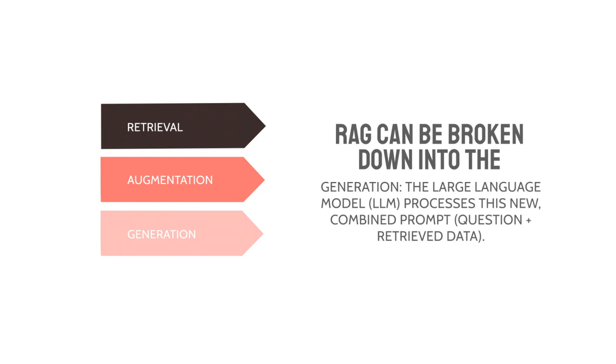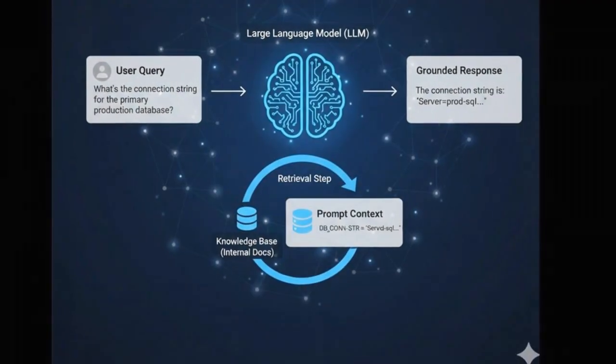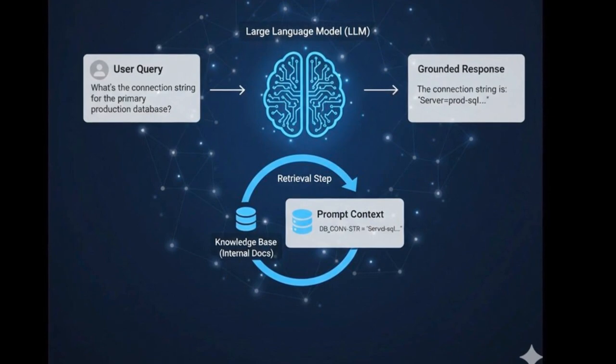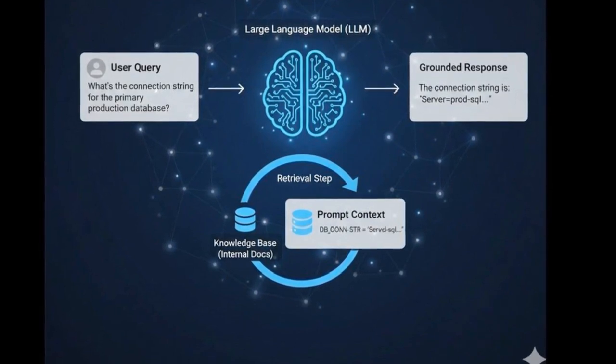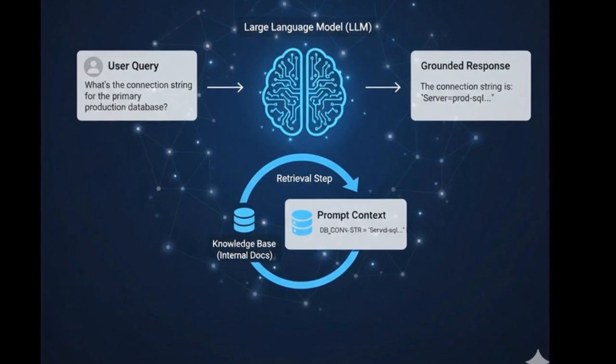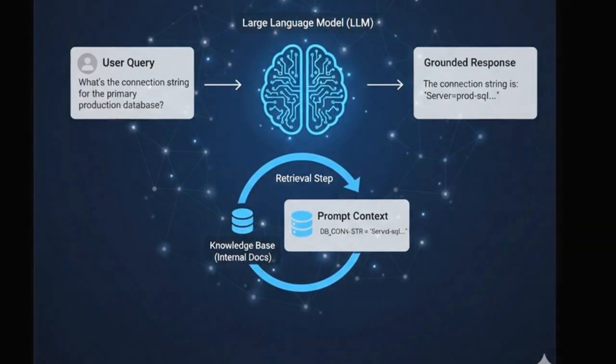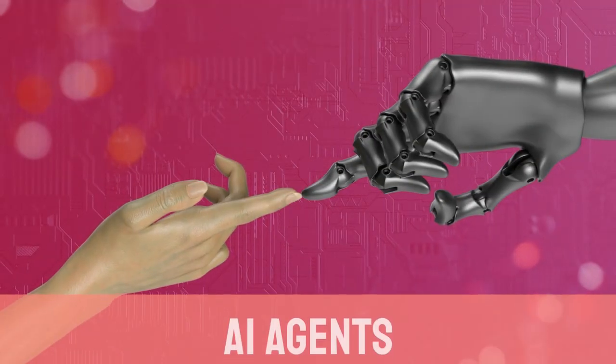For example, when you ask, "What is the connection string for the primary production database?" a RAG system first queries your organization's IT configuration documents, retrieves the relevant string, and includes that data in the prompt so the model can provide a precise, factual answer instead of a generic one.